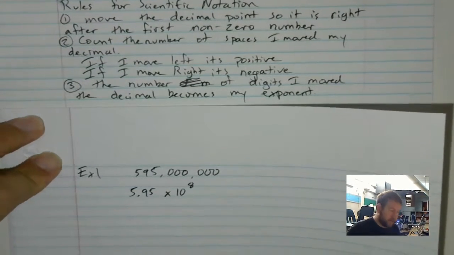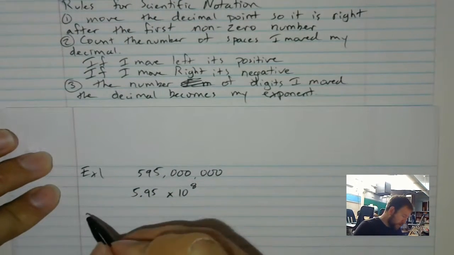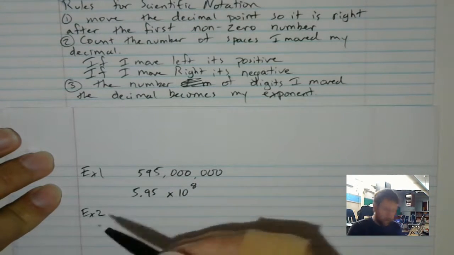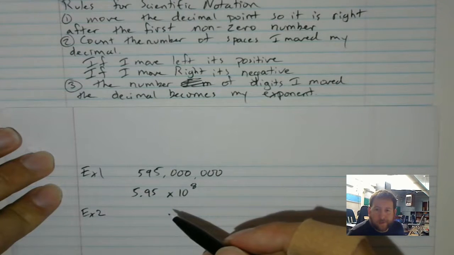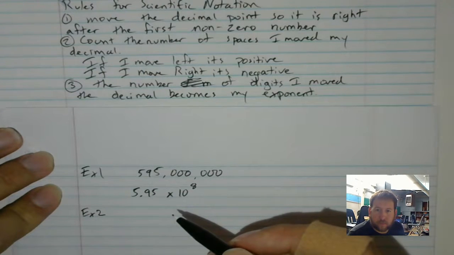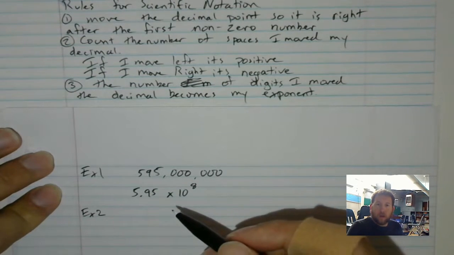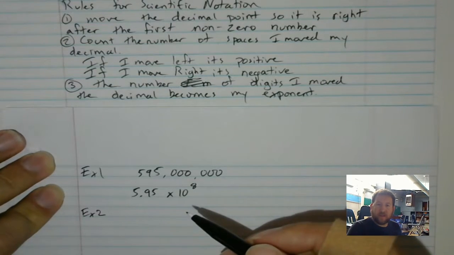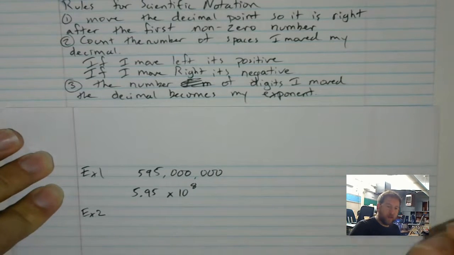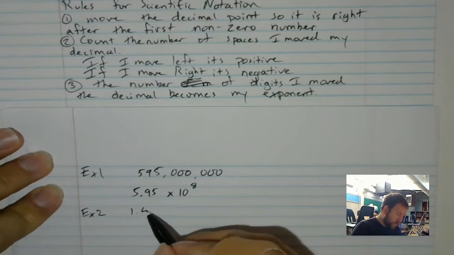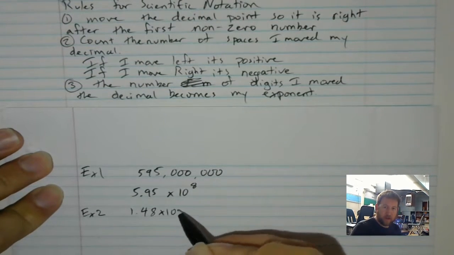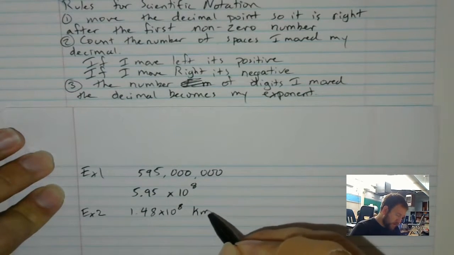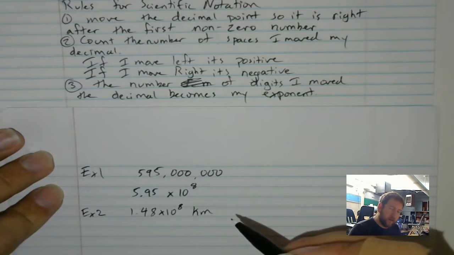Let's take a look at another one. Example 2. I'll make sure you guys can see this. Yep, you can. Okay, cool. The average distance from the Earth to the Sun is 1.48 times 10 to the 8th kilometers. What does that look like in regular numbers?